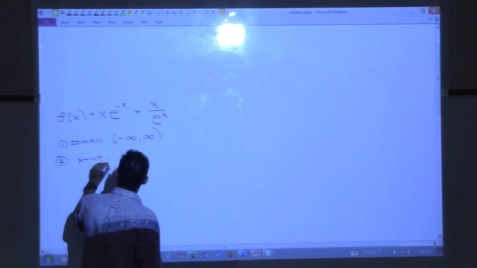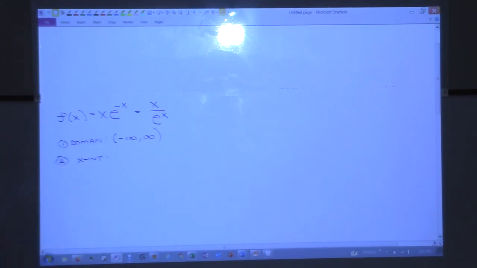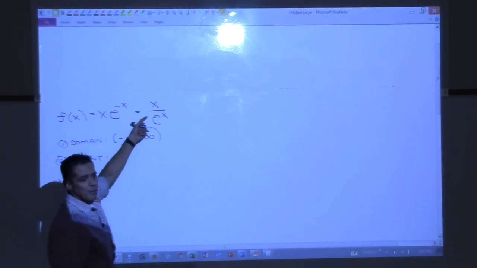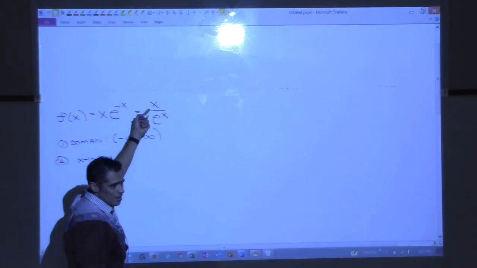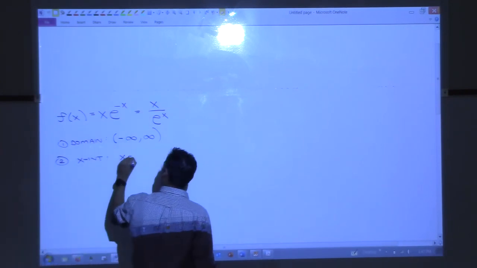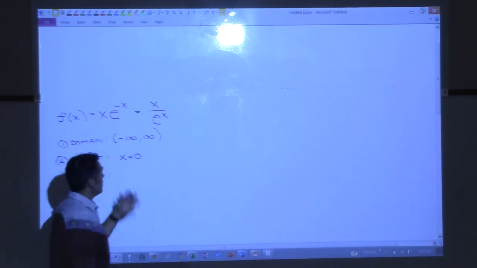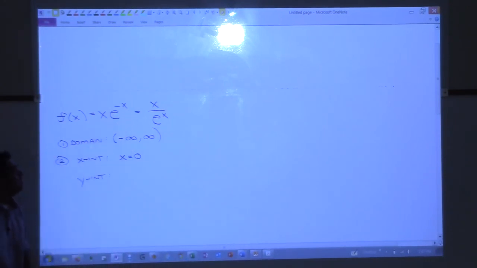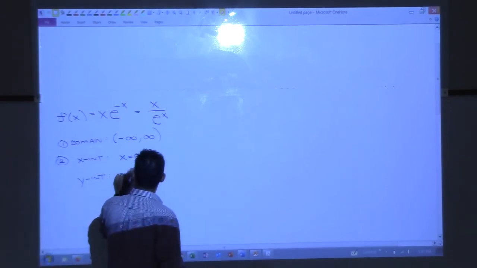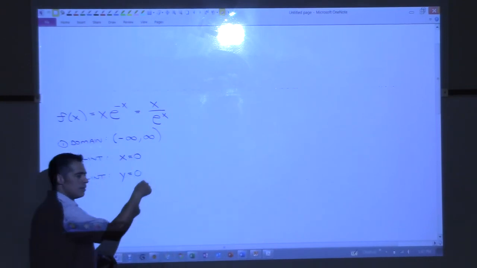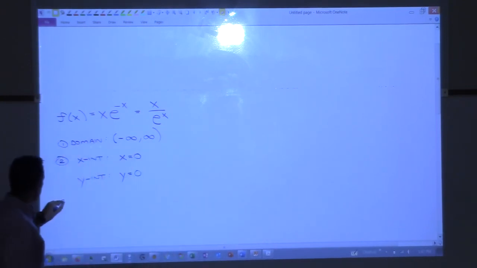Okay, second step, x-intercepts. How do we find the x-intercept? Set it equal to 0. But if we look at it that way, it's a fraction, right? So just set the top to 0. So x is 0. Okay, how about y-intercept? Plug 0 into the function. And you get 0 over e to the 0. E to the 0 is 1, so you just get 0. So isn't that the origin again? Isn't that point right in the middle? Okay. How about symmetry?